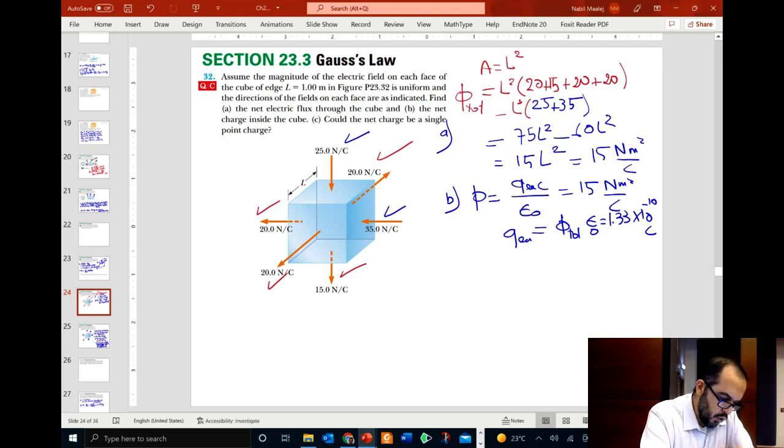Okay, could the net charge be a single point charge? I don't think so. Why?